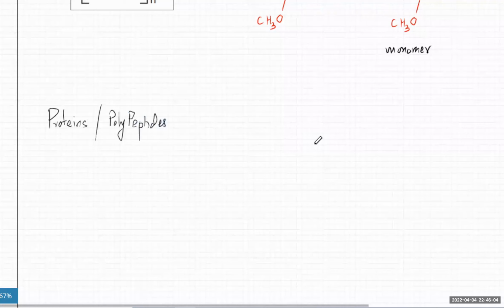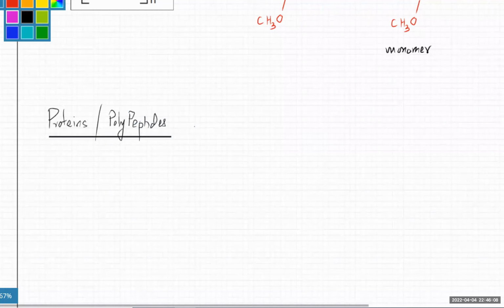Now the difference, they have the same amide linkage.